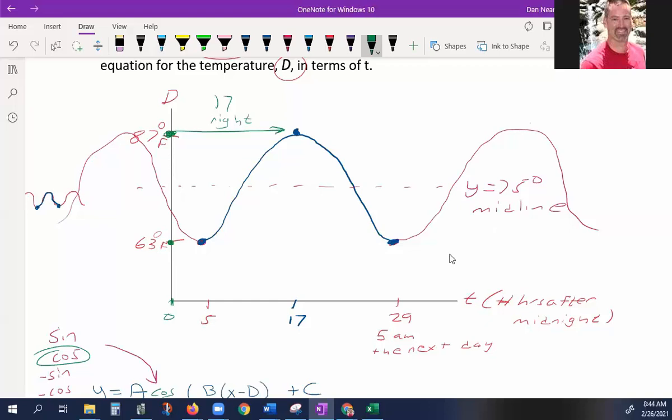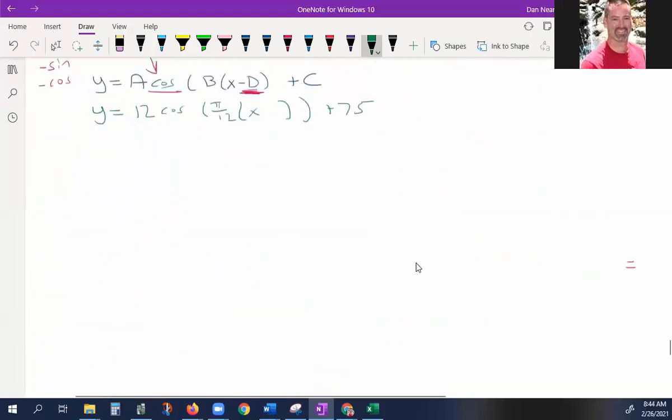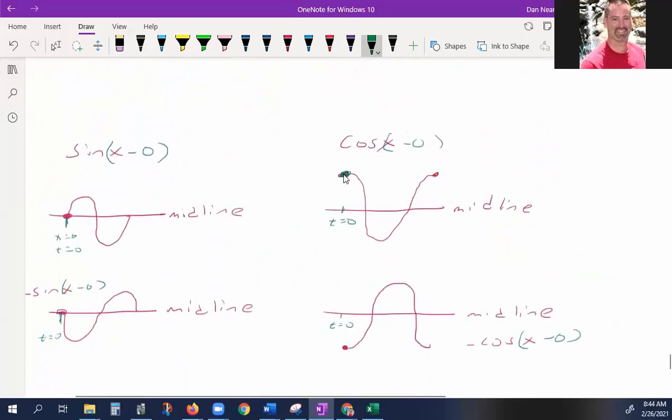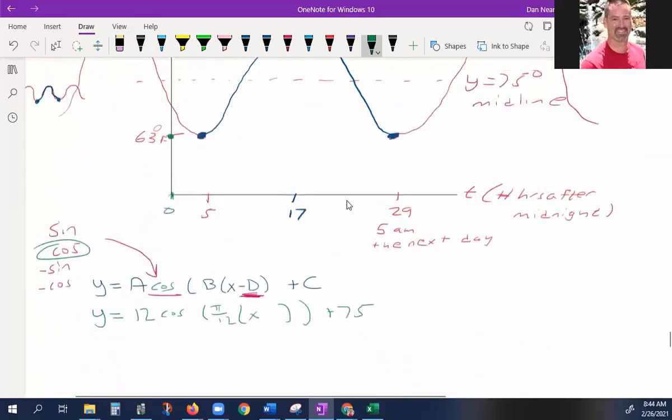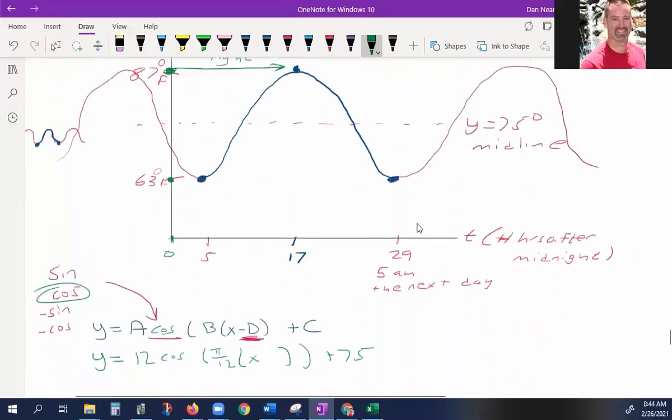So again, this is because I put a cosine here, and it happens to be that the cosine function starts, if you will, or at least its behavior at t equals 0 is at the high point. In our case, that's 87 degrees. So it would be correct if I was to put a minus 17 in here, but change negative cosine to regular cosine. This is just one way to do it.